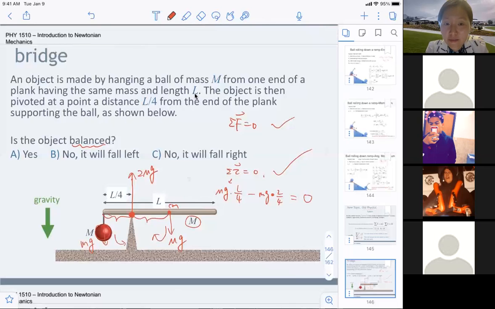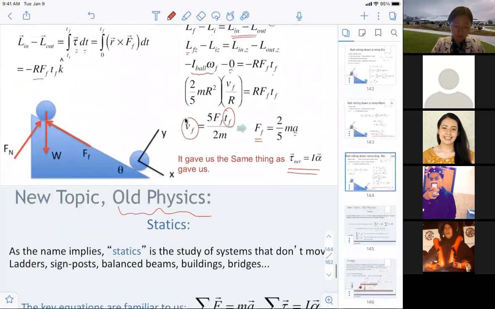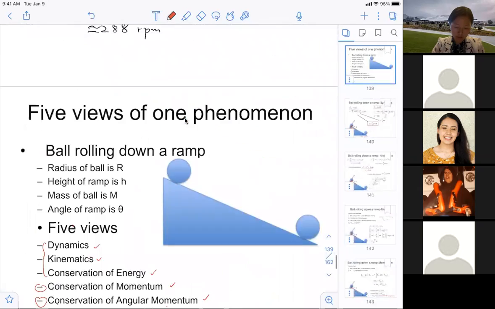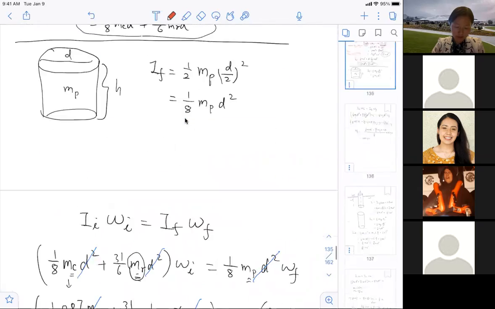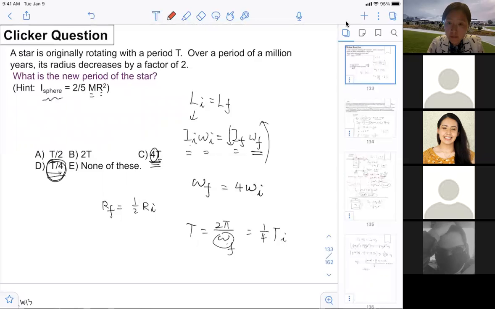Professor, would you mind going back to the star problem? Okay, the star one. Yeah, this one? Yeah. So I think I'm getting it confused. For this particular problem, how would you know that the angular momentum is conserved? I know we don't have torque necessarily, but I'm still kind of confused on that concept for this problem.